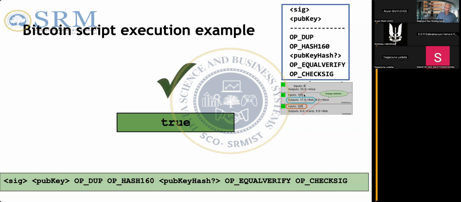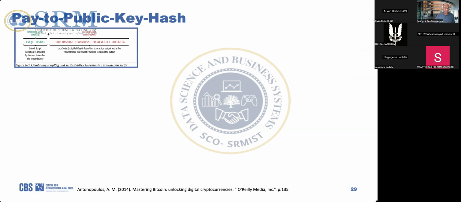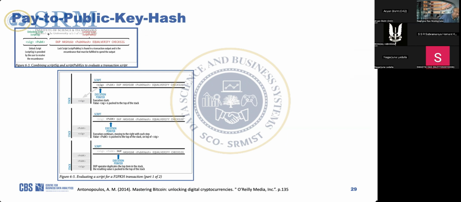Okay, so let's go further. Now the script execution has executed correctly. So that means the transaction can be executed, right? Again, let me run this example using the other book, the Mastering Bitcoin book. Again, we use a bit different syntax, but nothing to worry much about, right? So again, we have the same things: signature, public key, DUP is an operator, HASH160 is again an operator, public key hash, and EQUALVERIFY is an operator, CHECKSIG is an operator.